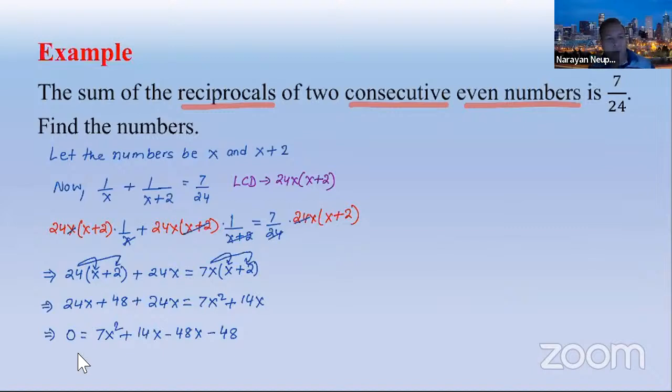So I'm trying to keep one side of the equation as 0. I'm keeping one side of the equation 0 because in a quadratic equation, we can make one side 0, as that is the standard form.